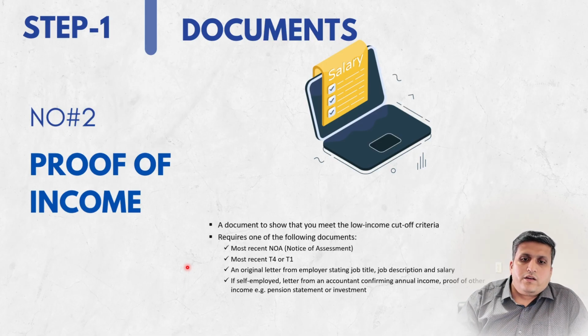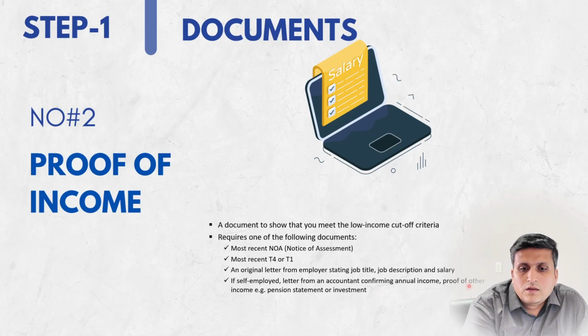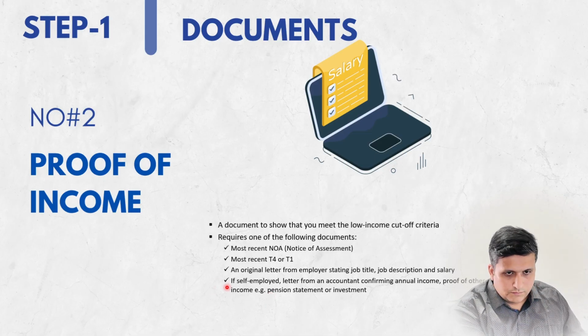In case you are self-employed, you can get a letter from an accountant confirming your annual income, with proof of other income, if you have any pension income or investment, based on your situation. So this applies if you are a self-employed person.